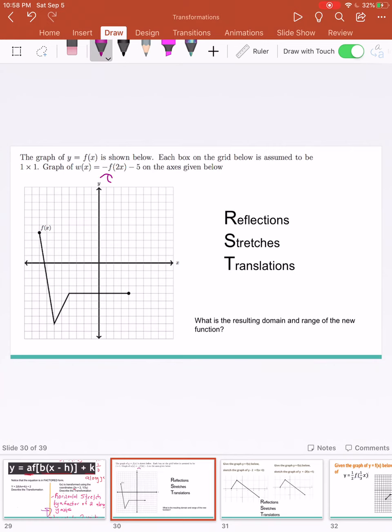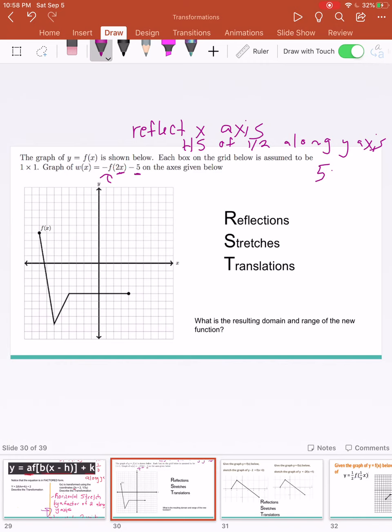So this negative here, that would be my a value. So that means I'm going to reflect along, and actually I'm going to write the description too. So it's going to reflect along the x-axis. The 2, remember, that's the reciprocal, that's your b value. So I'm going to have a horizontal stretch of 1/2 along the y-axis. And the -5 just means I'm going to move 5 units down.